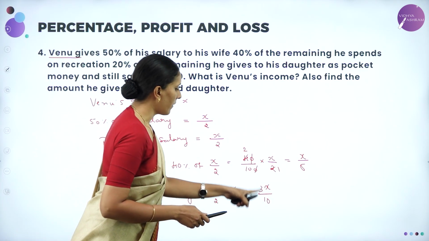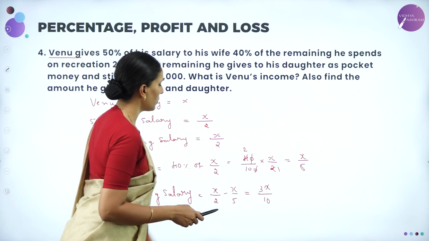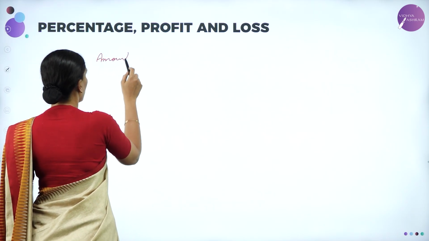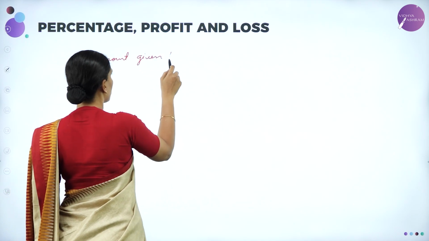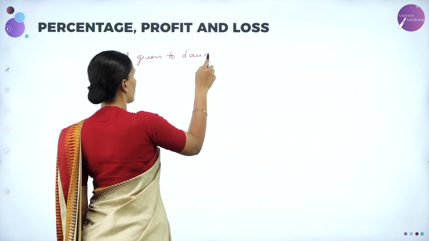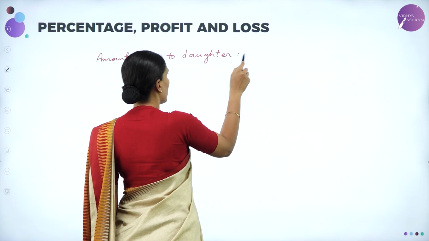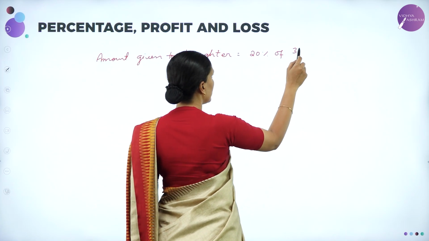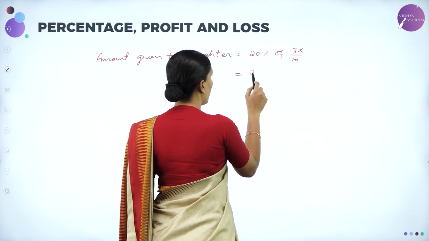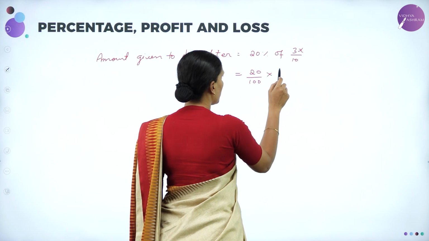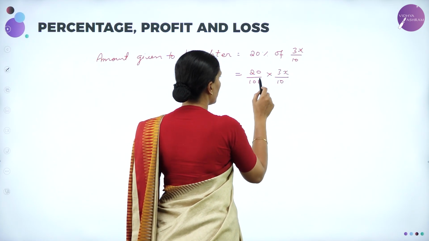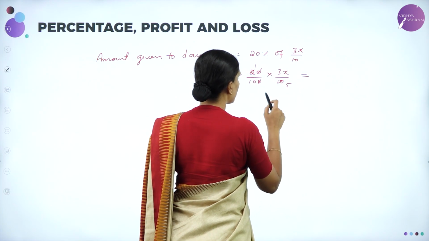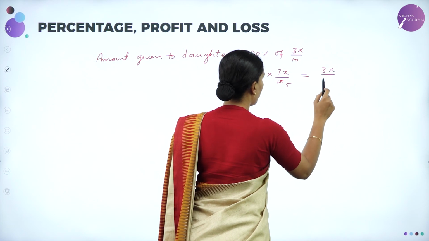So, in the remaining salary, 20% of the remaining he gives to his daughter. Therefore, the amount given to daughter is 20% of the remaining. So, what was the remaining salary? It is 3x by 10. So, which is equal to 20 by 100 into 3x by 10. So, 0, 0 cancels here. So, again 2 1s are, 2 5s are. So, therefore, this is 3x by 50.